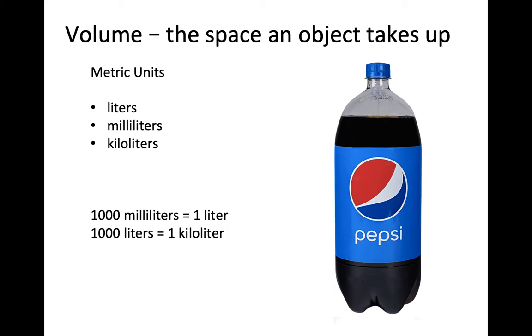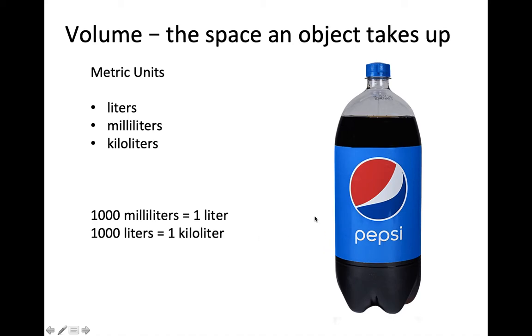The base unit for describing volume in metric units is liters. In 1 liter, we have 1,000 milliliters. And in 1 kiloliter, we have 1,000 liters. So milliliters are the smallest, and if we have 1,000 of them, we get 1 liter. And then if we have 1,000 of those liters, we have 1 kiloliter.